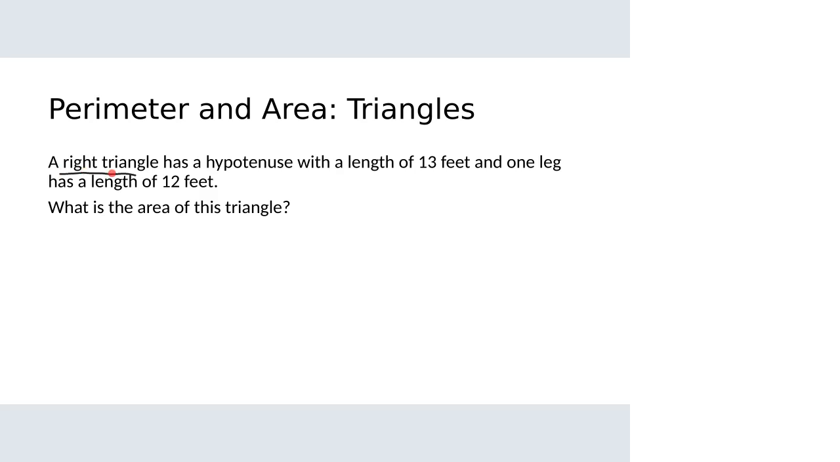So it says a right triangle. Okay, so I'll draw myself a right triangle over here. It has a hypotenuse with a length of 13 feet. Okay, hypotenuse is 13 feet. That's the longest side. It's across from the right angle. And one of the legs has a length of 12 feet. Okay, so this leg must have 12 feet. The question said, what is the area of this triangle? What I'm asked for is the area.